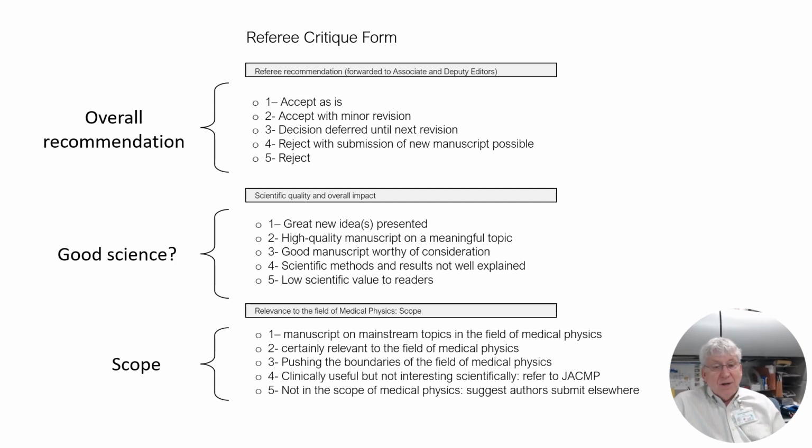Is it a good manuscript, worthy of consideration? Are the scientific methods and results not well explained? And low scientific value. So you can see ranking from 1 to 5. And in terms of scope, manuscript is in the mainstream topics, certain relevance to the field of medical physics, pushing the boundaries, which again is still okay, and then clinically useful but not interesting scientifically. And so that's another, like I said, very commonly done, refer to our Journal of Applied Clinical Medical Physics. Not in the scope of medical physics, suggest authors submit elsewhere.